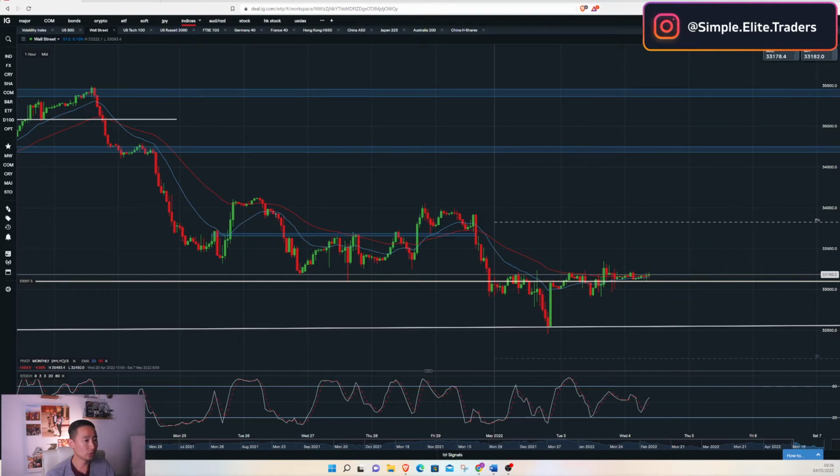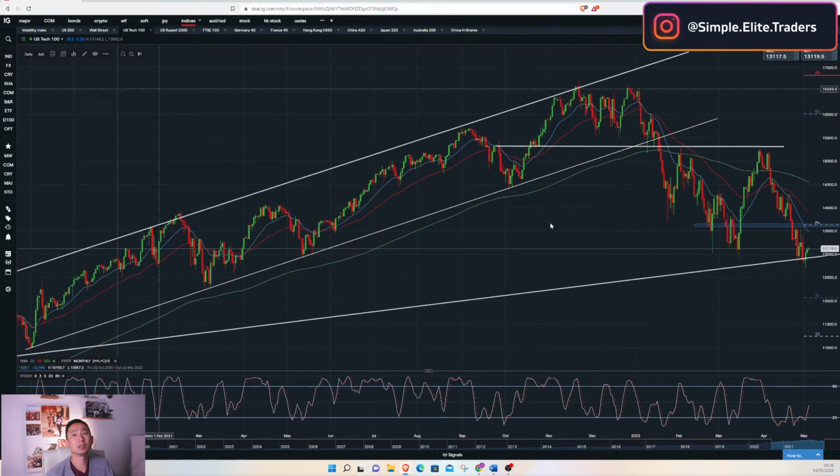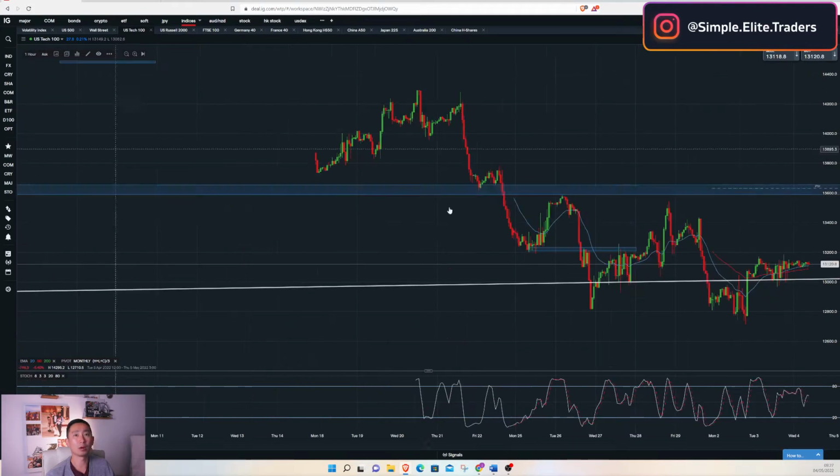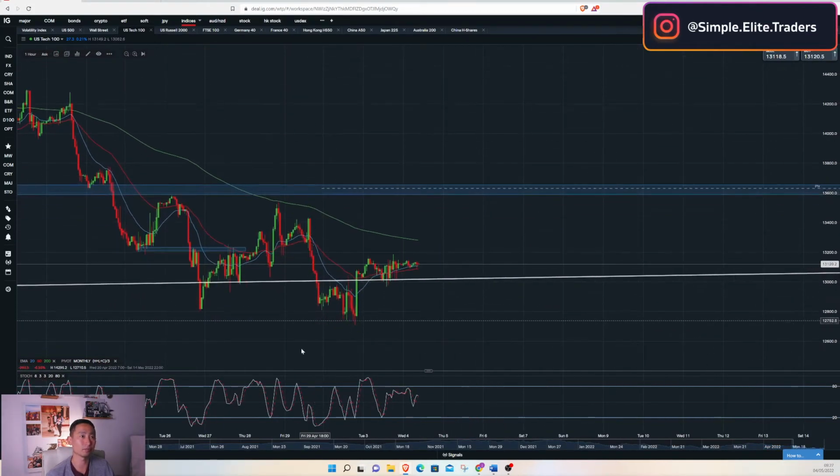Moving on to NASDAQ. See, daily is finding support anyway. 1 hour, yeah, similar thing. So could we see a spike lower and we claim above 13,000 and potentially 13,600? We shall see anyway.